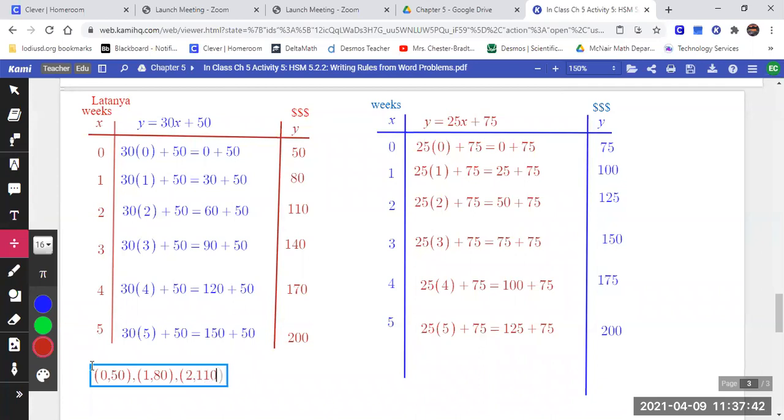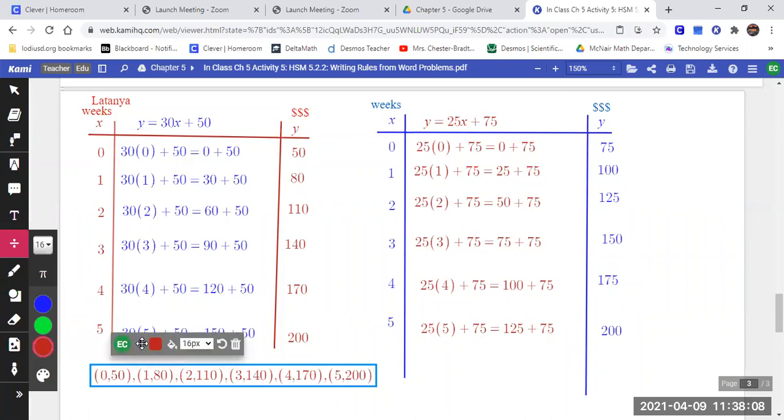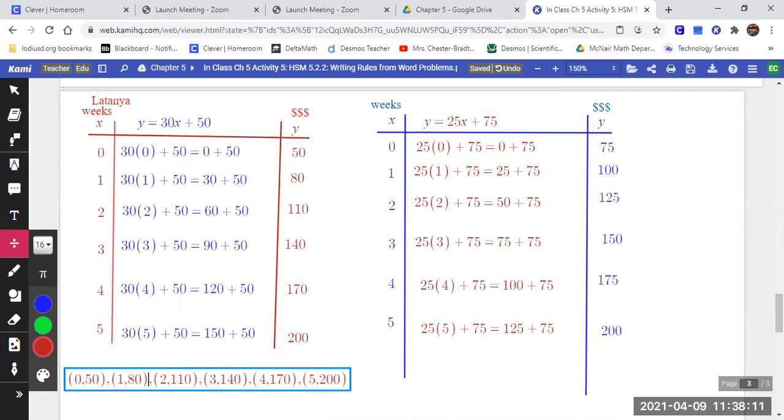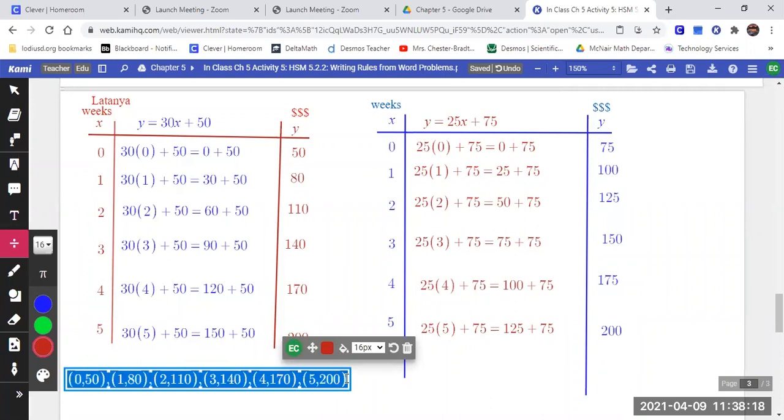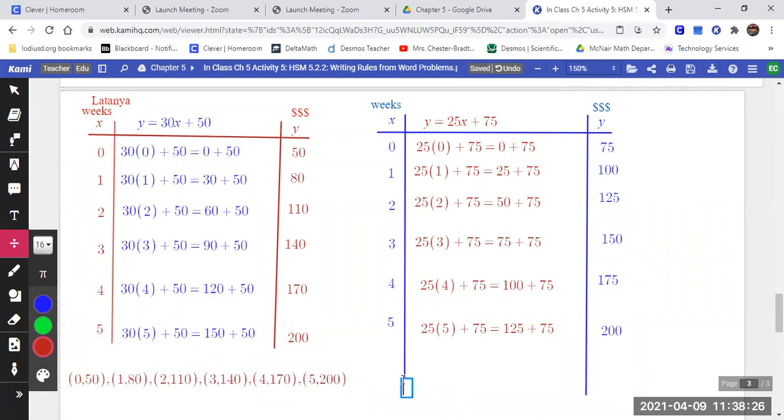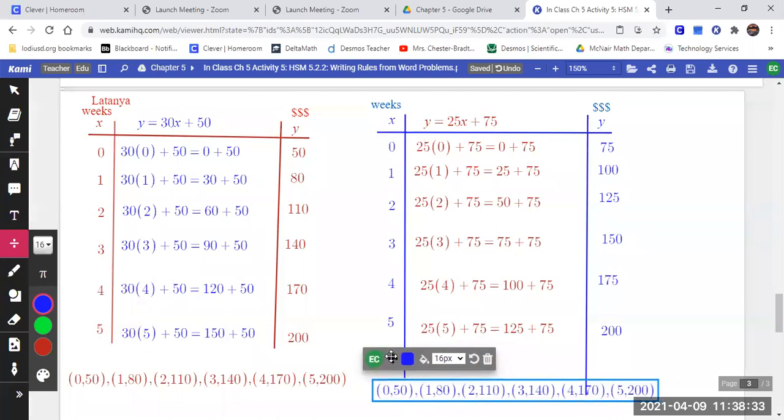So 2 was with 110. 3 is with 140. 4 is with 170. And 5 is with 200, okay? So that is why I kept them the same color, so that they were easily pulled together into their parentheses, okay? Now, did we use the same X's for the second table? Yes. So I'm just going to copy the list we already have over. And I'm going to change the Y numbers because those were the different part, but the X's were the same.